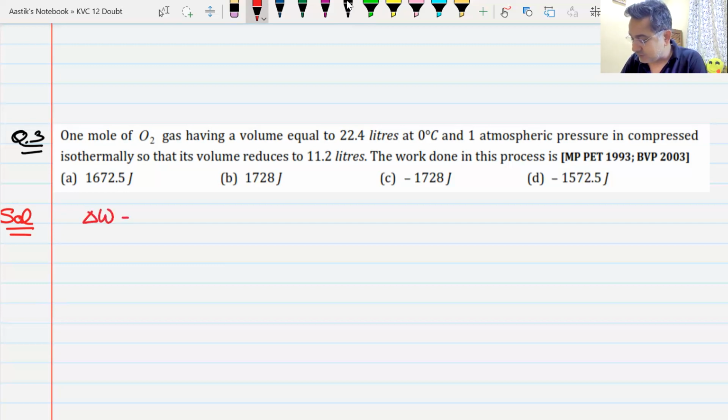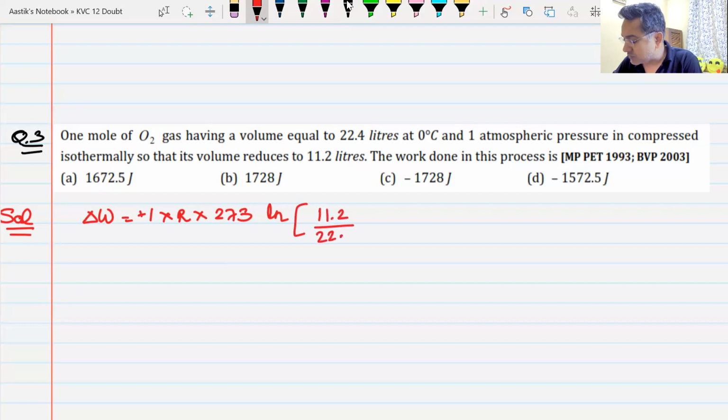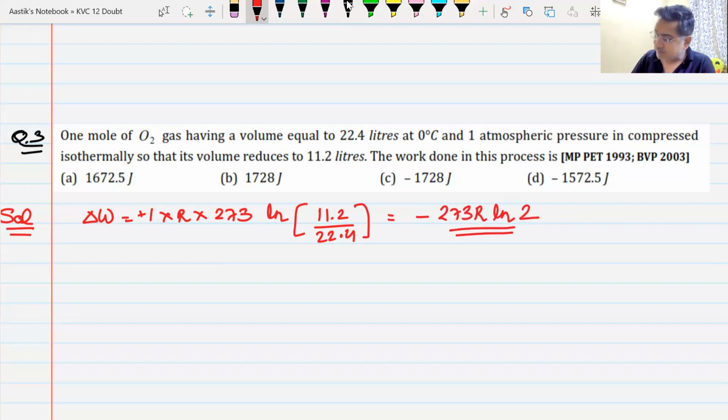Work done is n, which is 1, into R into temperature. Temperature is 0 degrees Celsius, that is 273 K. ln of the volume ratio. The volume reduces, so it has to be negative, my dear friends. The final volume is 11 by 2 and the initial volume is 22 by 4, so you will get ln of 1 by 2, which is minus ln 2. So the final answer will be minus 273 R ln of 2. That is the answer that we are looking at.